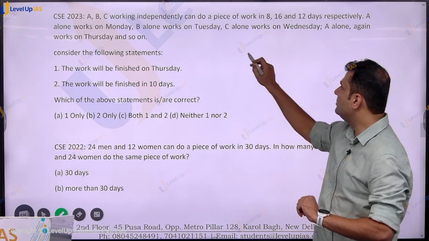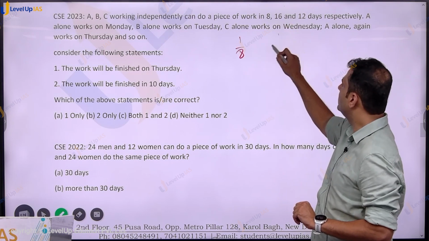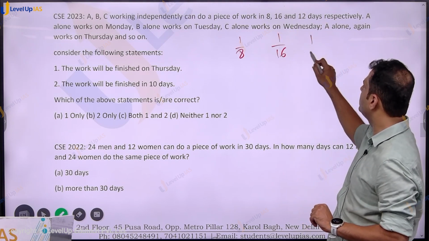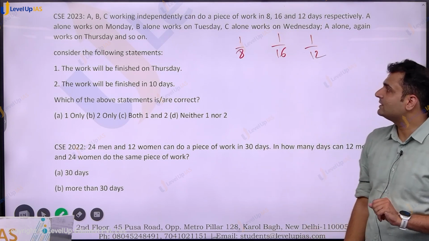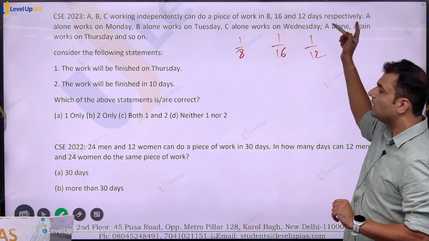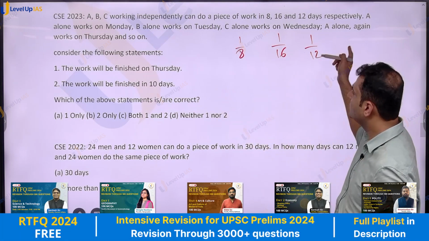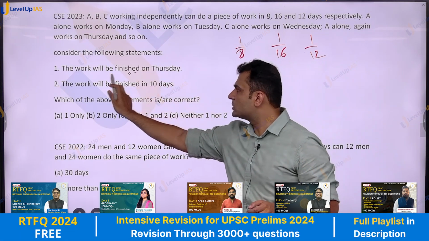Okay. A, B, C. A is doing 1 by 8 work in 1 day. B, 1 by 16 work in 1 day. C, 1 by 12 work in 1 day. And what else are they saying? A alone works on Monday, B alone works on Tuesday, C alone works on Wednesday, and so on. That keeps on happening. So, the question is, when will the work be finished?